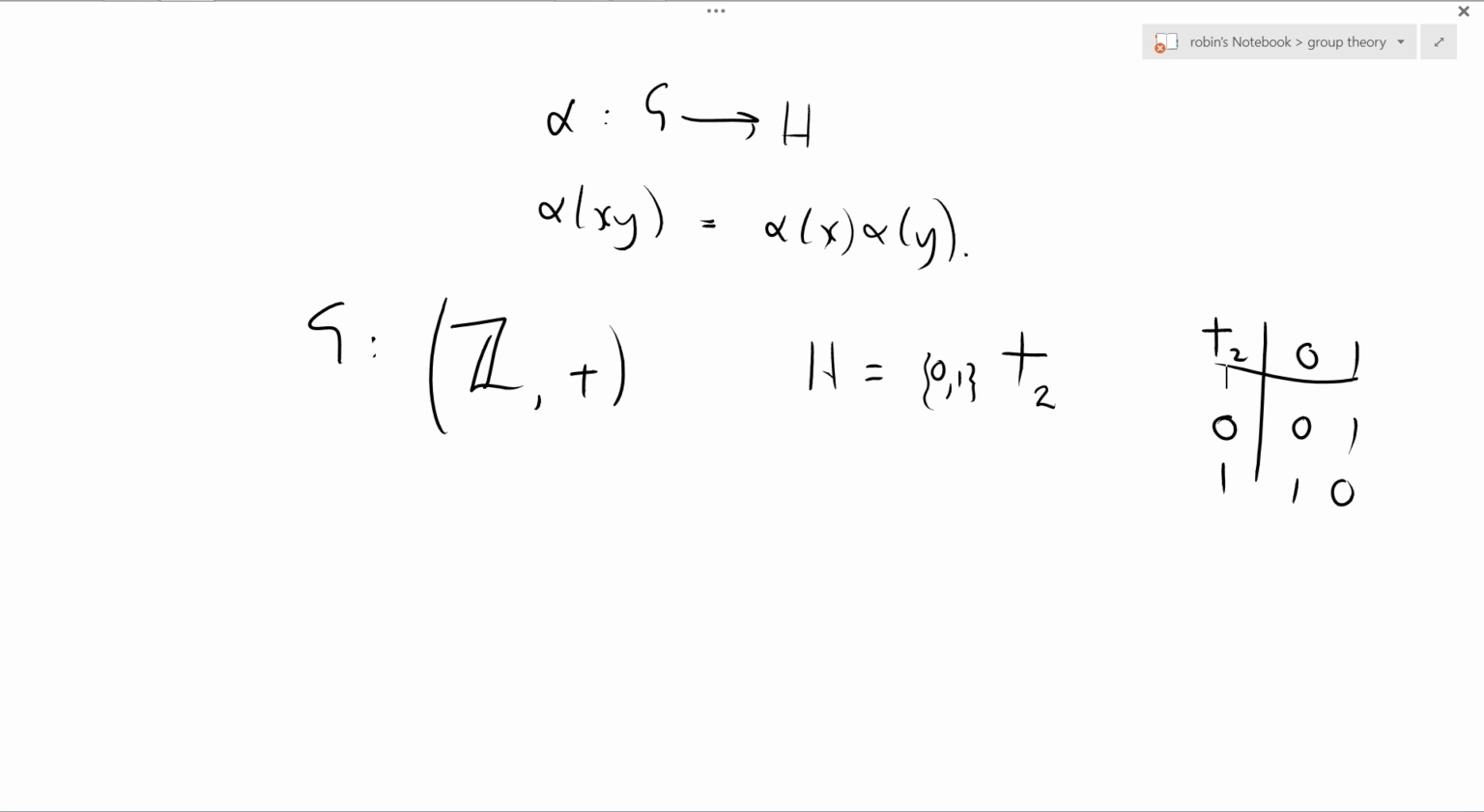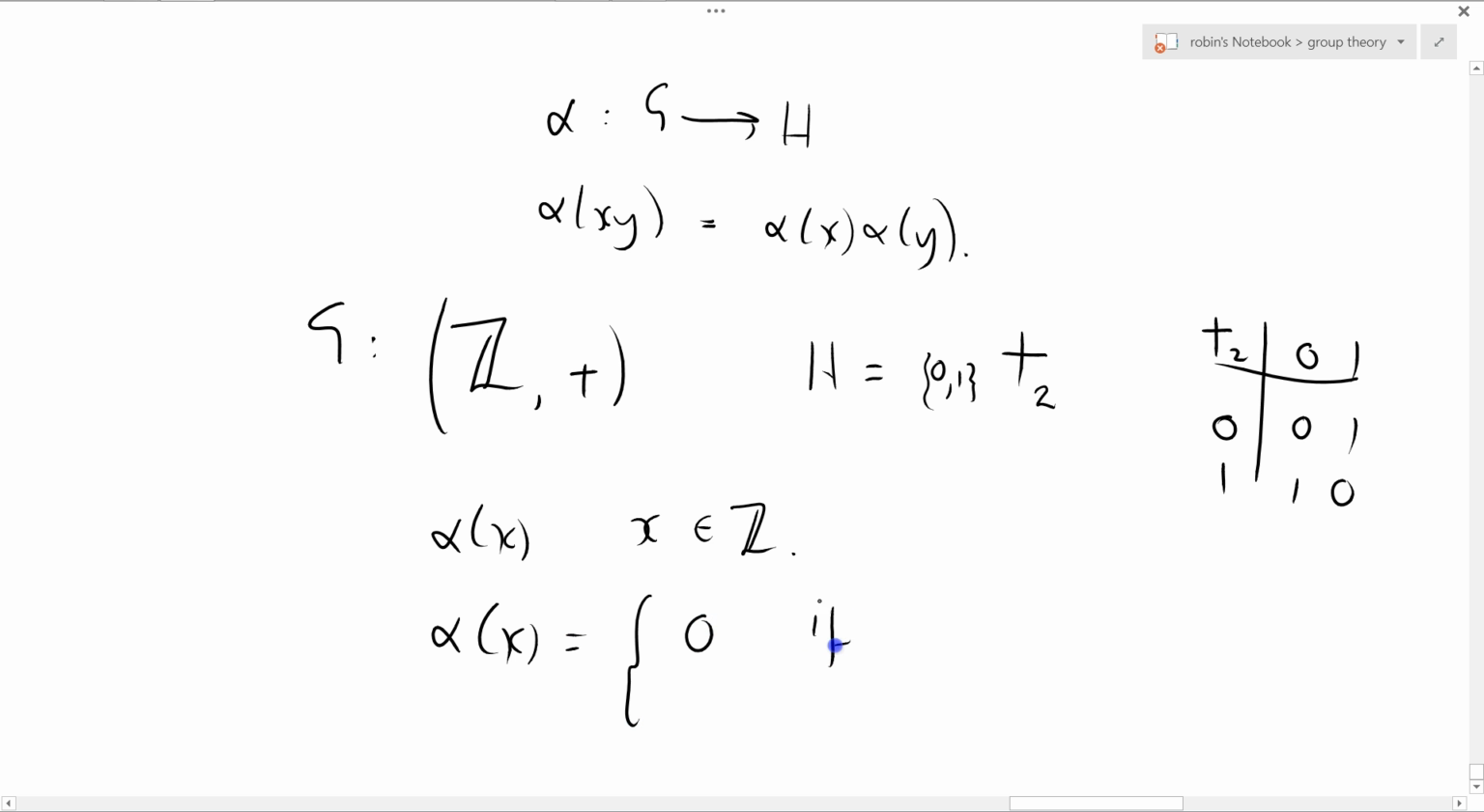Okay, so what's alpha going to be? We've got alpha of x, where x is an integer. And I'm going to specify that alpha of x equals two values: 0 if x is even, and 1 if x is odd. Every integer is either even or odd, and if it's even it goes to 0, and if it's odd it goes to 1.